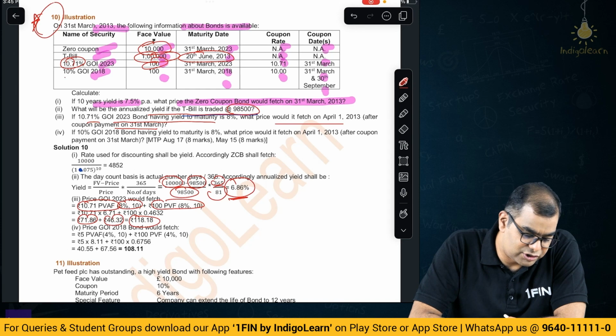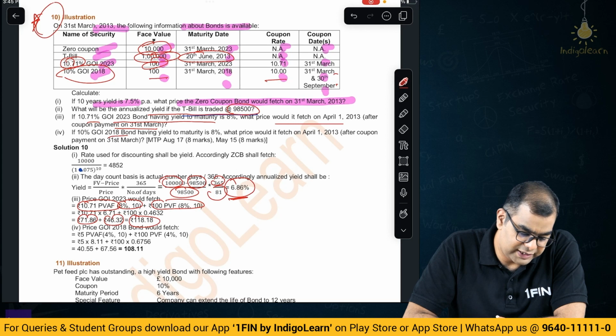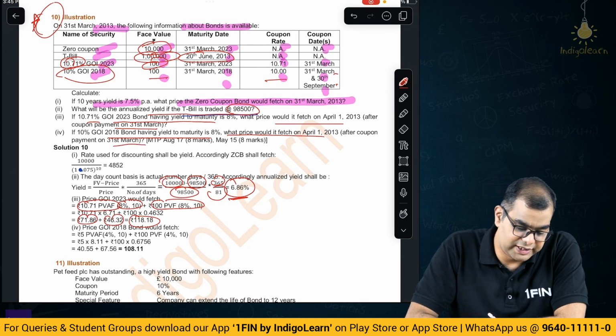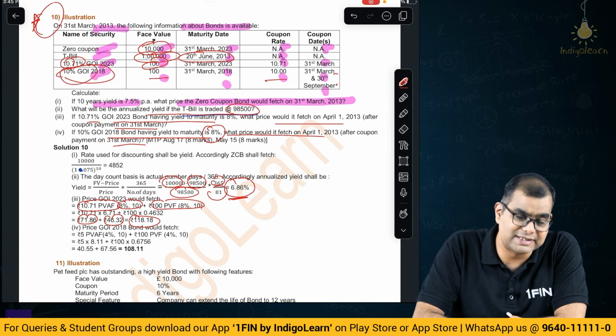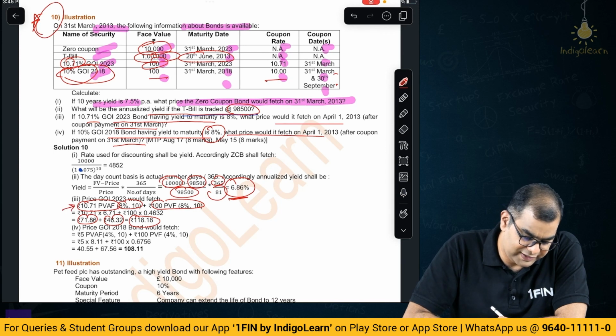Last one, you have a 2018 maturing bond, face value is 100, coupon rate is 10%, interest is paid twice a year. If the 2018 bond having maturity has YTM of 8%, what price would it fetch on 1st April after the coupon payment on 31st March? This is also the same logic, but here, the yield is 8%, so you compute everything for 4% because it is a semi-annual coupon. Coupon is also 10%, but since it is semi-annual, you take the coupon value as 5 and you do exactly like the previous one.